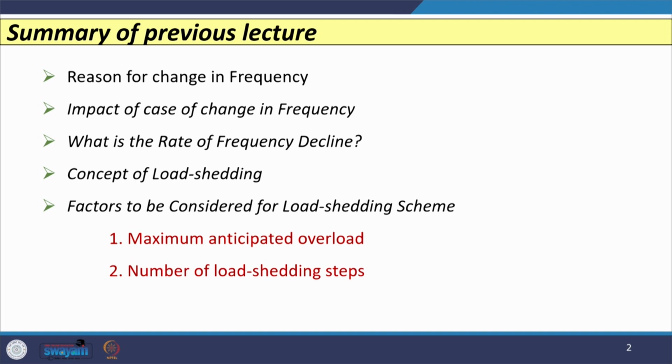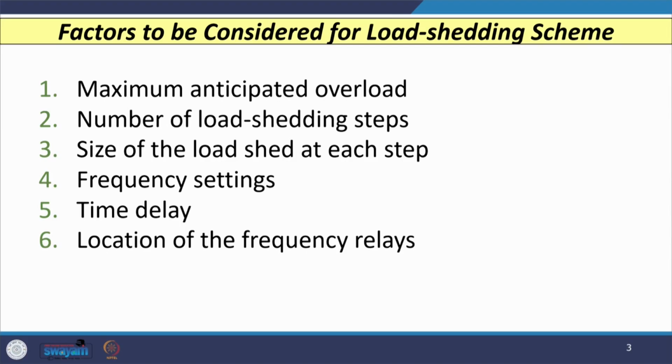We discussed the concept of natural load shedding, and after that we saw that if I want to design an intelligent load shedding scheme, there are 6 factors which we need to consider, and out of that we have discussed the first 2 factors. The first is the maximum anticipated overload, and the second is the number of load shedding steps, and we saw that most utilities use 3 steps when a load shedding scheme is designed.